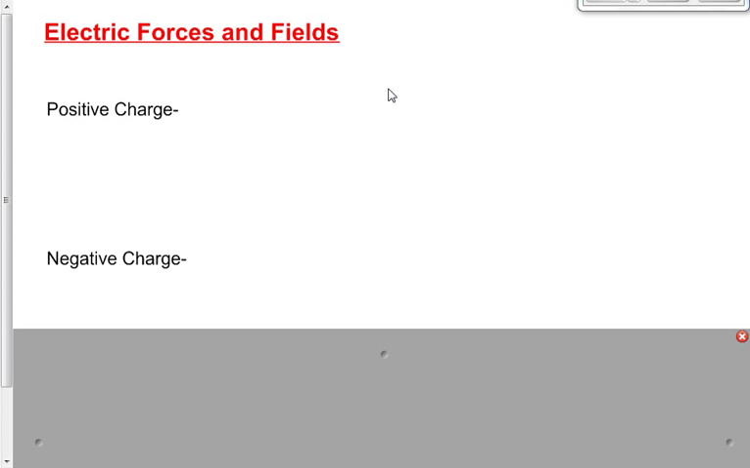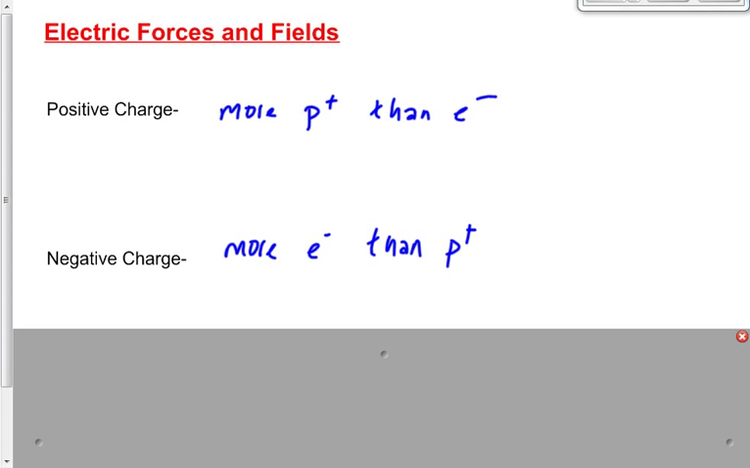We know that positively charged objects don't result from having just protons. We know that negatively charged objects don't result from having just electrons. There's always some protons and some electrons. In fact, they're mostly balanced. But there's often a little bit more of one than the other. If there's more protons than electrons, then we have positive charge. If we have more electrons than protons, then we have a negative charge.